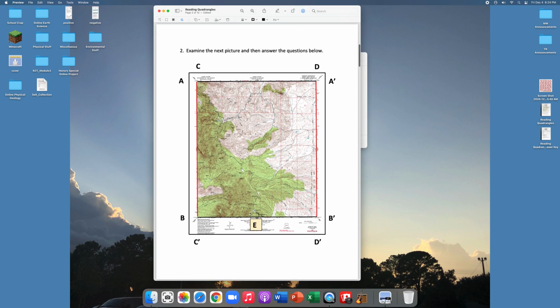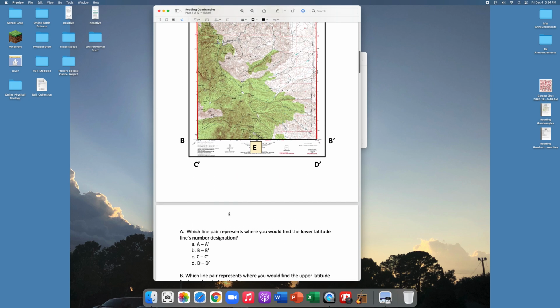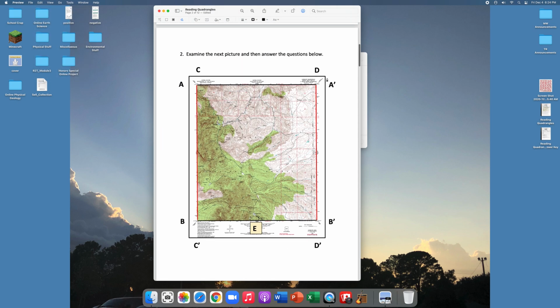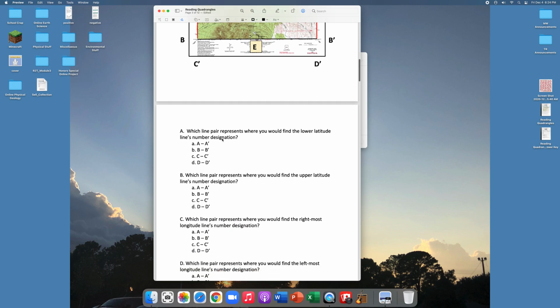Okay. So moving on, we're going to look at this picture and answer some questions about where you would find latitude and longitude. So 2A, where is the lower latitude line's number designation? It's here in B prime. Okay, so I'm going to get rid of that oval. Where would you find the upper latitude? Is in A prime, which is here. So again, get rid of the oval.